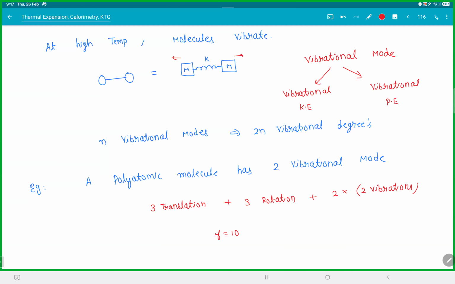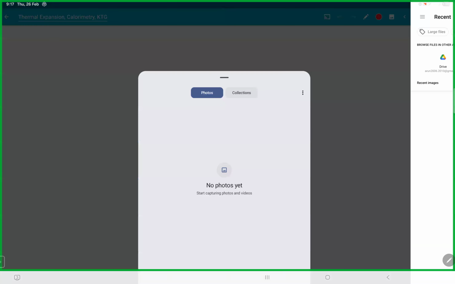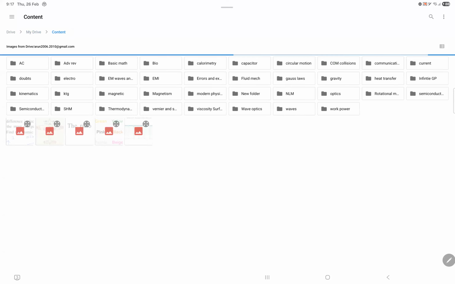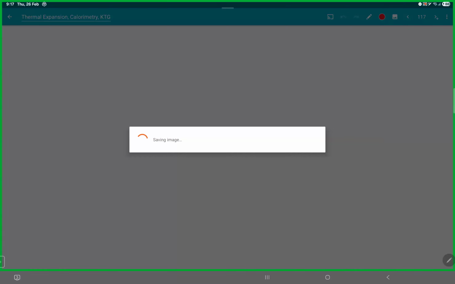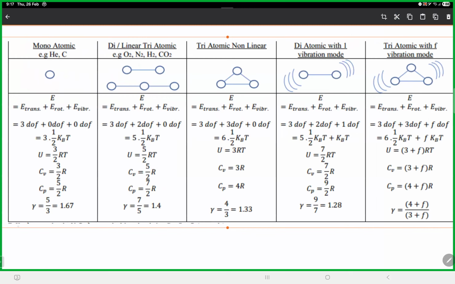So at high temperatures, the molecules will start vibrating, and that will create something called vibrational degrees of freedom. And each mode will give you 2 vibrational degrees. Making sense, everyone? So let me show you the table there. This is from NCERT directly, so we will mug it up. We will need this again in thermodynamics. There are small things I need to change.